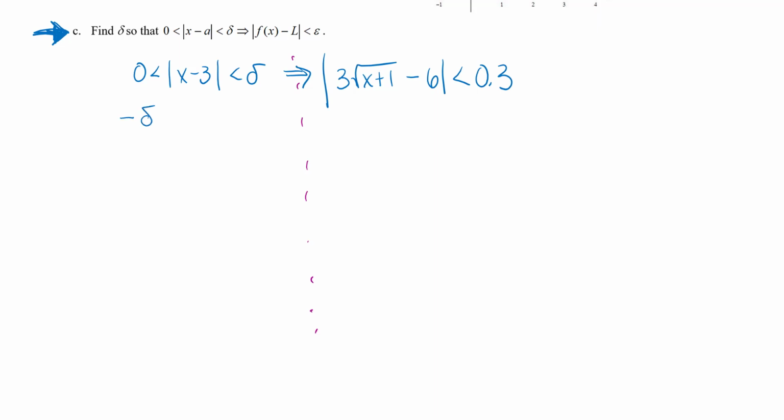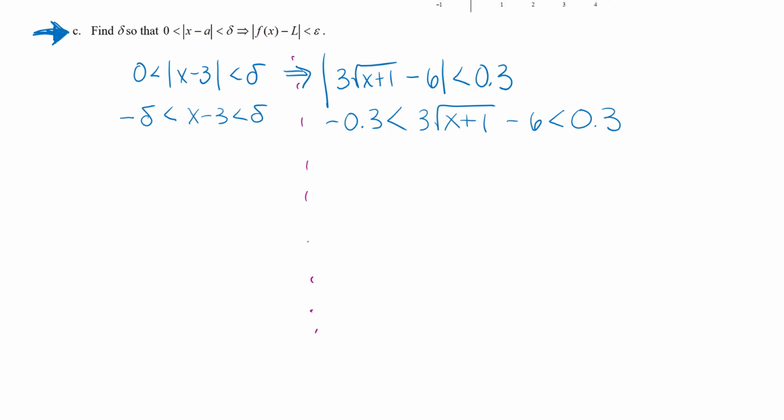For the one with delta, I'll have negative delta is less than x minus 3 is less than delta. For the other one, I'll have negative 0.3 is less than 3 times the square root of x plus 1 minus 6, and that's going to be less than 0.3. Okay, so for the last problem, we basically did 1 or 2 steps of algebra, and then the two inequalities we were working with matched up, and it was easy to figure out the delta.